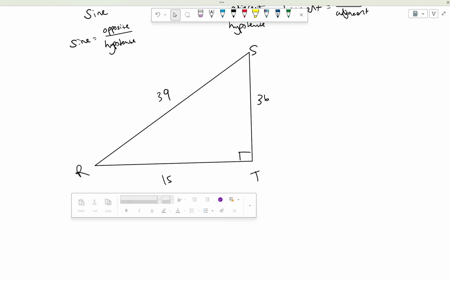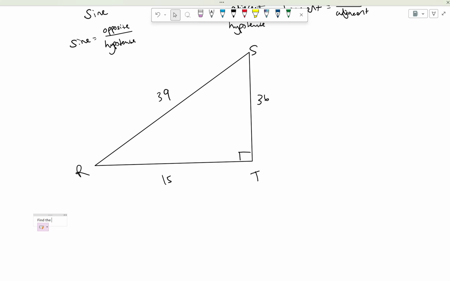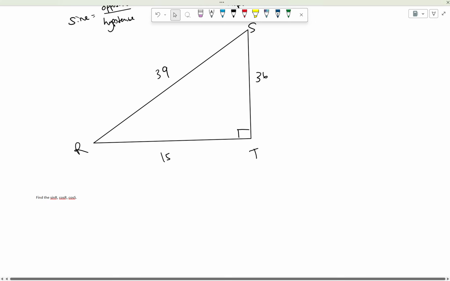What we're going to do on this problem is find the sine of R, the cosine of R, and the cosine of S. All right. Here we go. It's going to be a fun one. Move this guy up ahead.